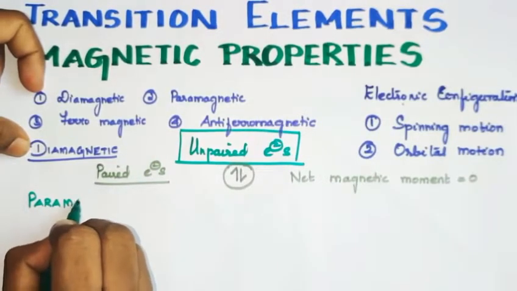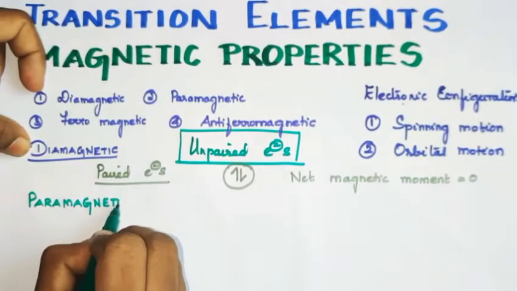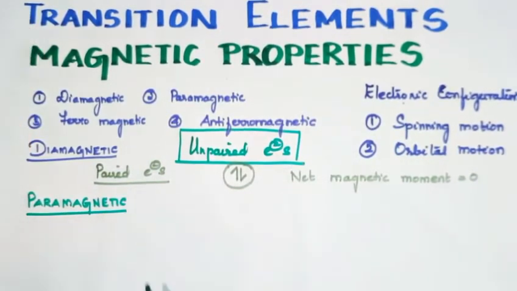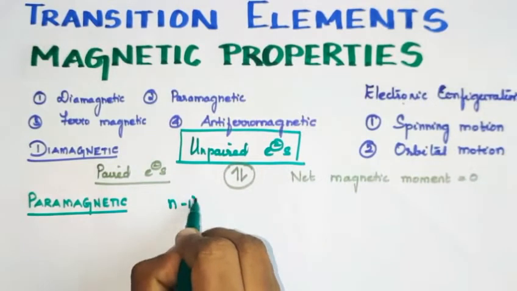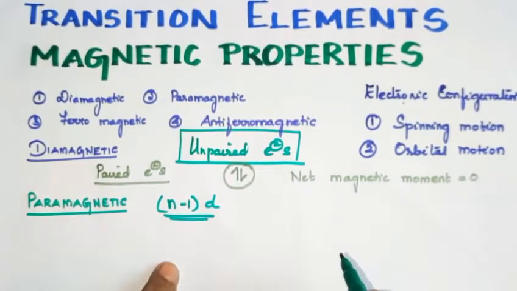Second is paramagnetism. It means the substance exhibits a magnetic property and is attracted by the external magnetic field. The transition elements with n minus 1 d orbitals have unpaired electrons.